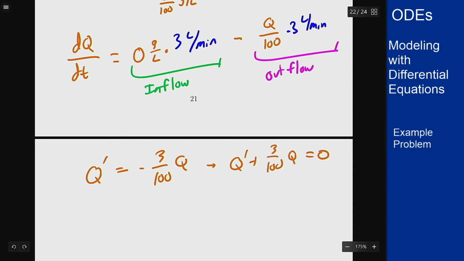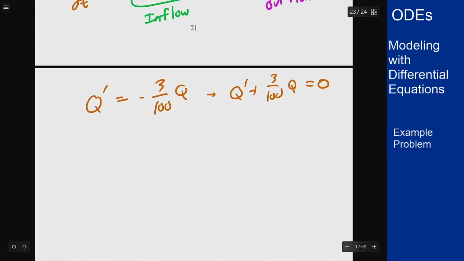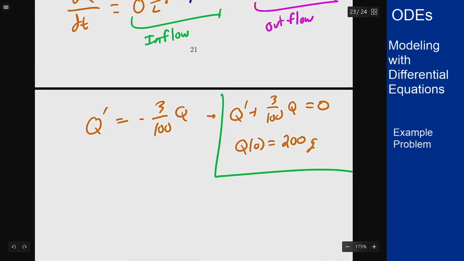And what's my initial condition? Well, here, we started with 2 grams per liter in a 100-liter tank. That means I have 2 times 100, or 200 grams total. So my initial condition is that Q of 0 is 200. So there is the differential equation that governs this situation. Now we can try to solve this. We can either use separable equations, this is separable, or first-order linear. I'll stick with first-order linear here.